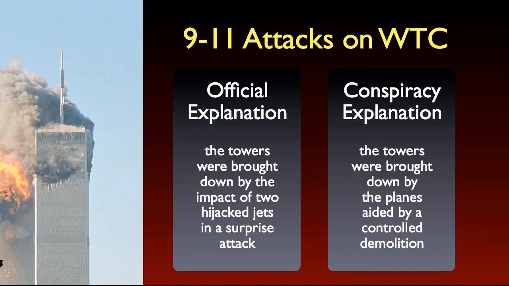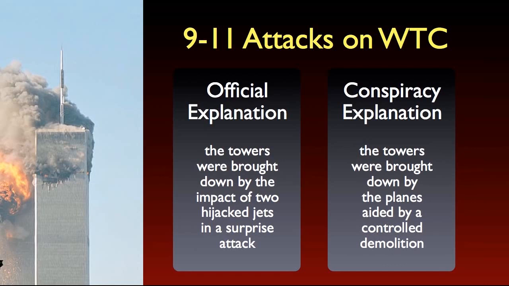For example, the official explanation of the collapse of the Twin Towers of the World Trade Center on 9/11 is that it was the result of a surprise attack involving 2 hijacked planes that were flown into the towers. 9/11 conspiracy theories challenge this official story. The most popular claim is that the US government knew about the planned attacks and let them happen, and that the government may even have helped engineer the collapse by rigging the buildings with explosives to ensure that they fell when the planes hit them.